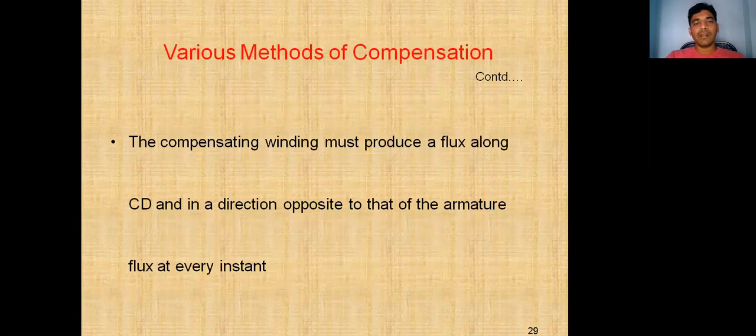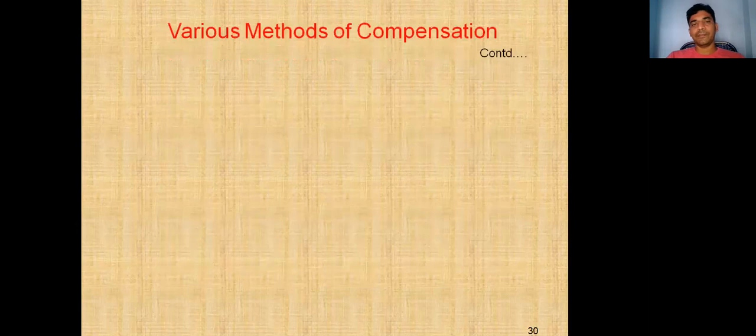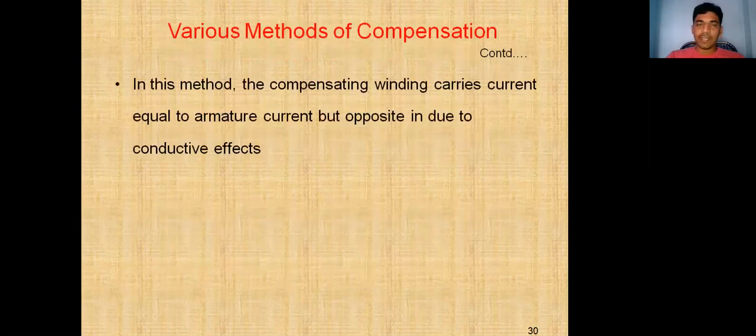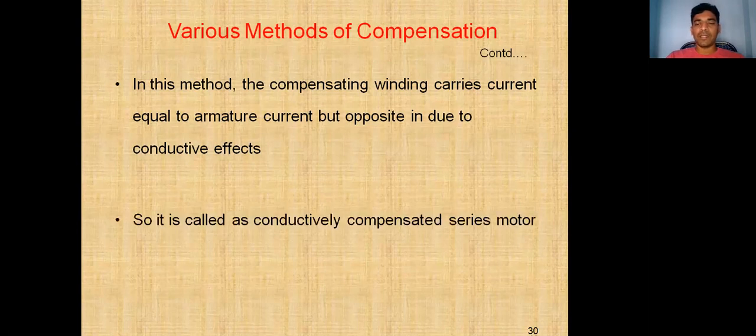The compensating winding must produce a flux along CD and in a direction opposite to that of the armature flux at every instant. In this method, the compensating winding carries current equal to armature current but opposite in direction, due to conductive effects. So it is called a conductively compensated series motor.